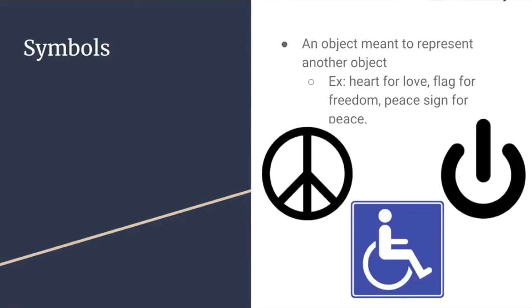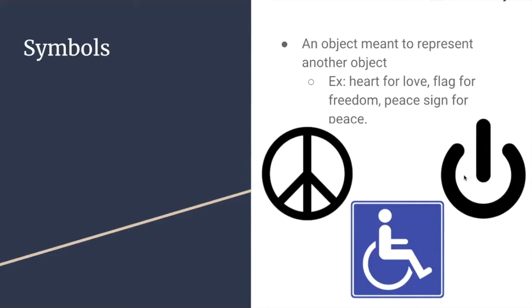Some symbols. All right, so symbols mean that they're an object that represents another object. So for example, you'd think a heart maybe would be an example for love. So when you see a heart, especially around Valentine's Day, you think of love. Or you think of the American flag, which stands for freedom. We also have something like the peace sign, and when people see that, they think of peace.